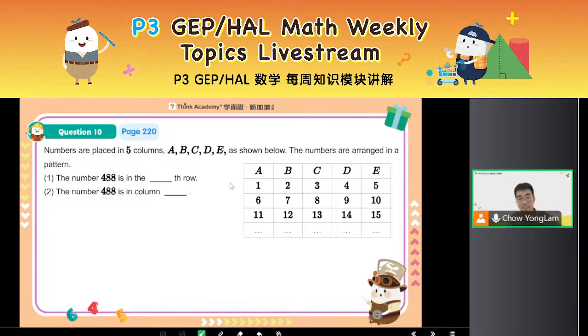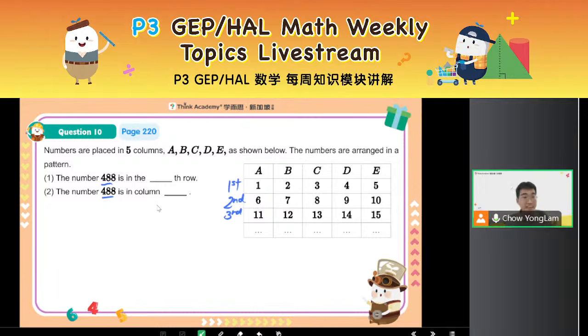Very obvious, right? Your first row has 1, 2, 3, 4, 5. Second row, 6, 7, 8, 9, 10. Third row, 11, 12, 13, 14, 15, and so on and so forth. Every new row has 5 numbers. Now I'm asking you, the number 488 is in which row? Give me an ordinal number, and in which column? Give me a letter.